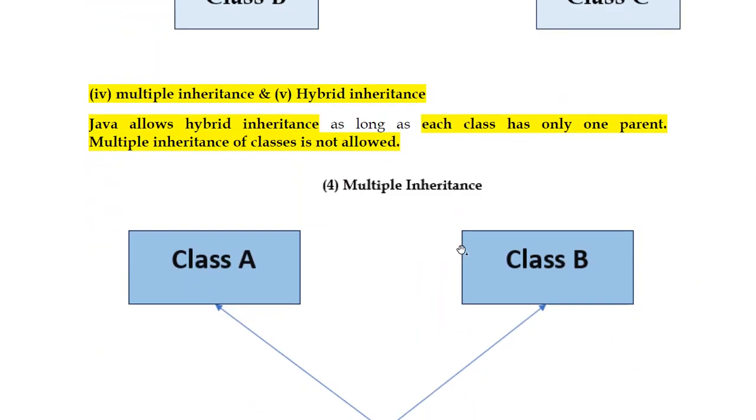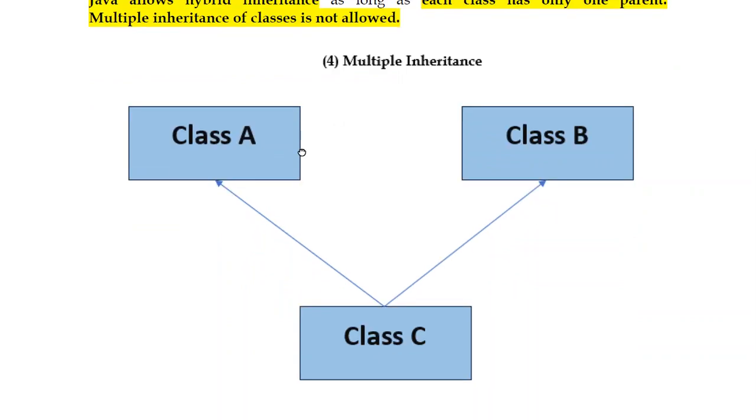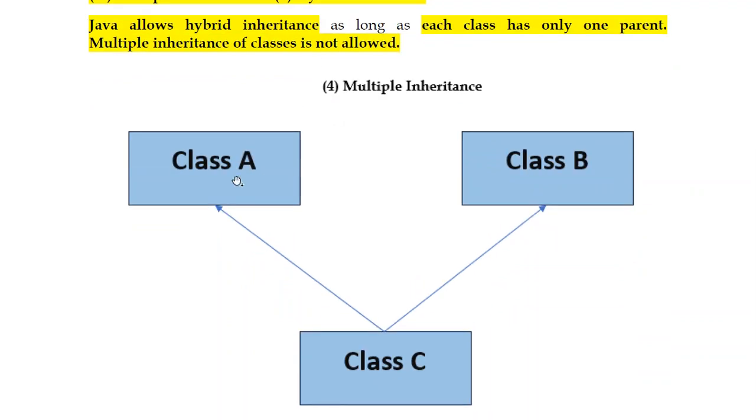Fourth one, multiple inheritance. Multiple inheritance is an important interview question. It is not supported in Java programming through the class concept, but it is supported through interface. In the forthcoming session we will discuss why it is not supported, what's the reason behind that. Okay, now just try to understand. Multiple inheritance looks like this structure: class A, class B. So one child has two parent classes. Subclass C has two parent classes or superclasses, class A and class B.